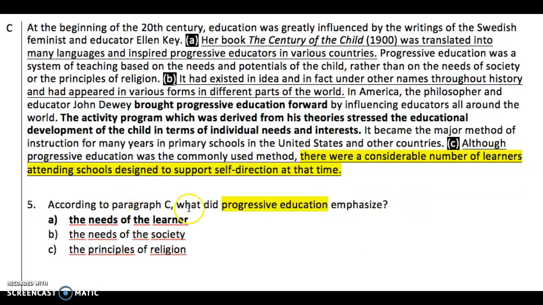Number 5 is a question about progressive education. So this is the keyword. Go and find it here. And then we have the explanation here. And as you see, development of the child in terms of individual needs, which is here.